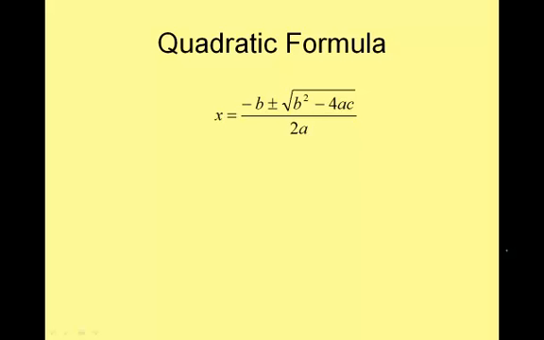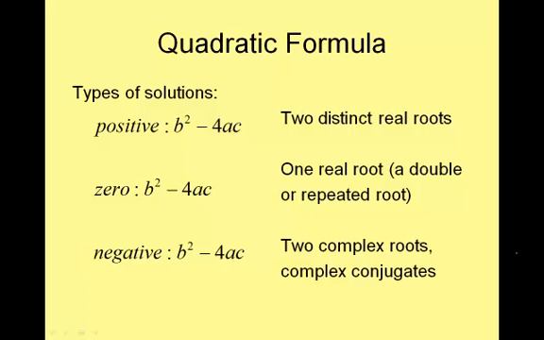The last thing we can do is talk about the quadratic formula. This is the last way we can solve quadratic equations. x is equal to negative b plus or minus square root of b squared minus 4ac all over 2a. Make sure when you use this that you have a standard form equation.